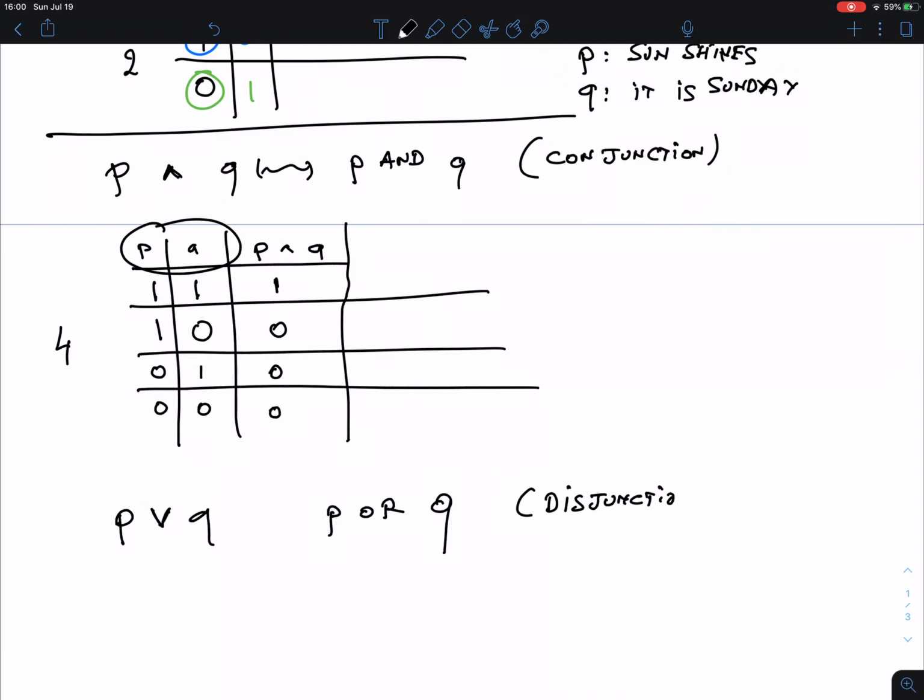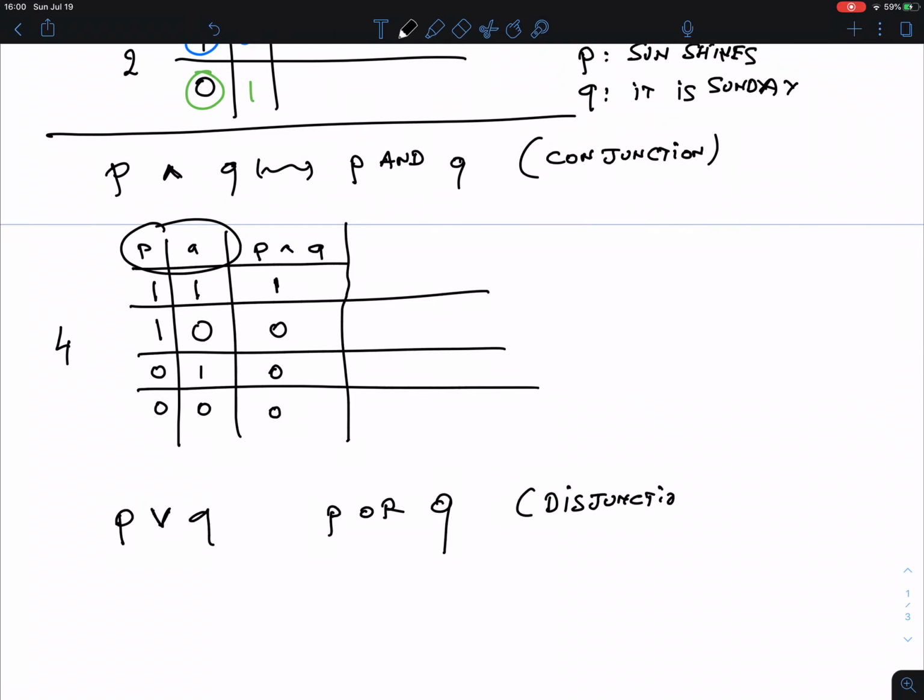Okay, let's think about that. What's the truth of that? So, okay, P or Q. Now we're talking about, still going on with this, the sun is shining or it is Sunday. Now, what if both are true? Sure, right? The sun is shining or it is Sunday. Well, you might say, should it not be one or the other? No, it's not an exclusive or. We call that exclusive or. Or involves also this case.